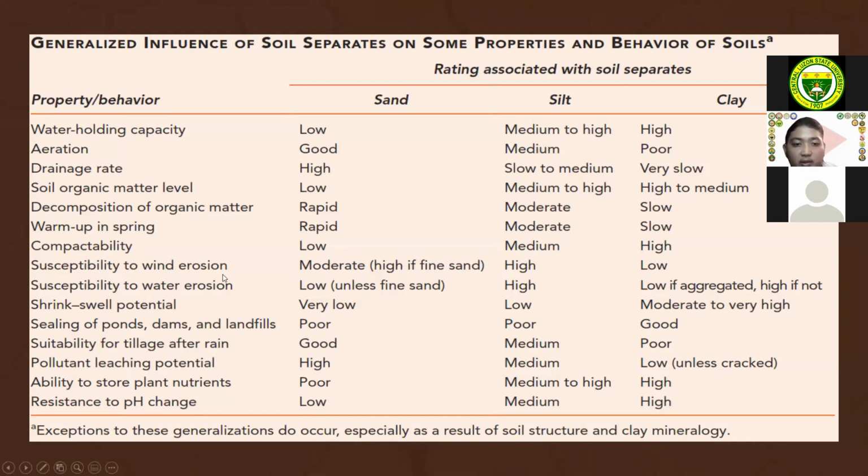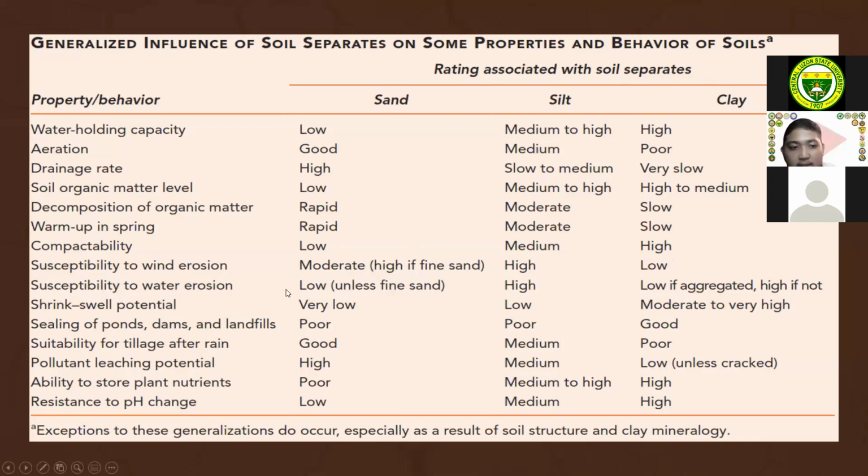Then susceptibility to wind erosion. So in terms of susceptibility to wind and water erosion, yung silt natin yung pinakamataas. Why? Kasi yung silt natin is, di ba, circular or spherical yung kanyang particle shape. So it means na hindi siya ganong kumakapit sa other particles, kaya madali siyang ma-erode or mawala sa lupa. So sand is moderate, high if fine sand.